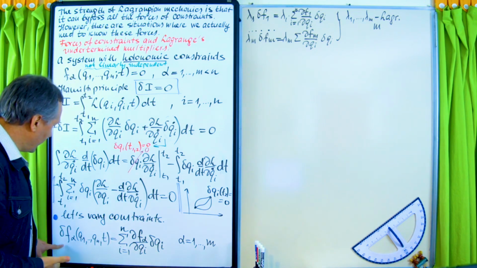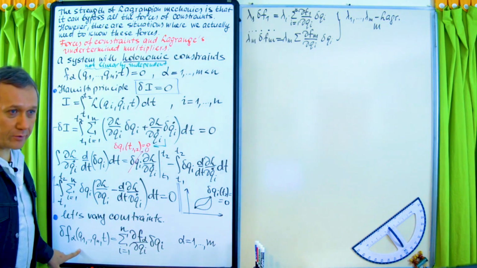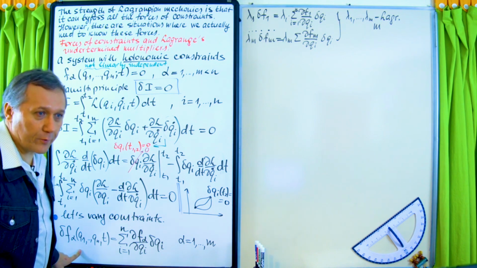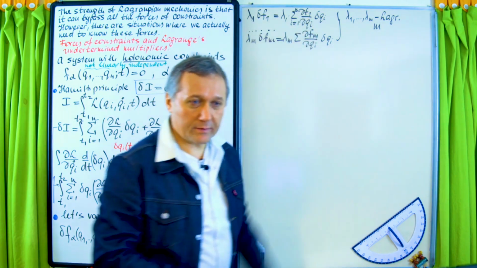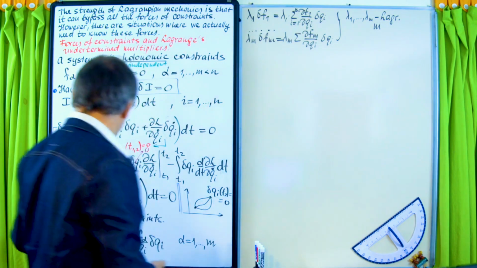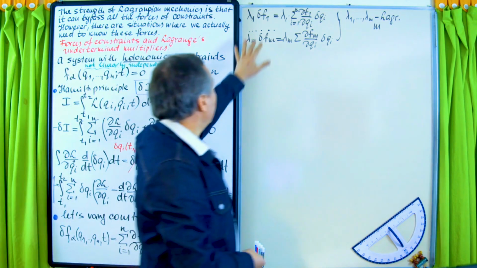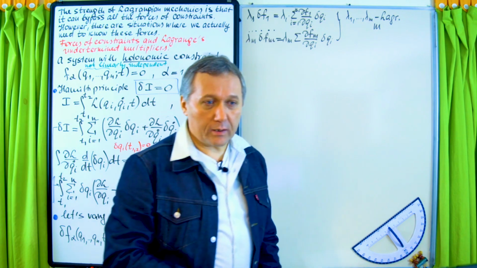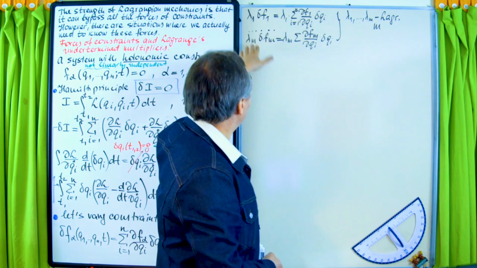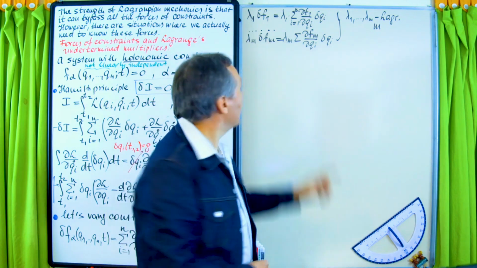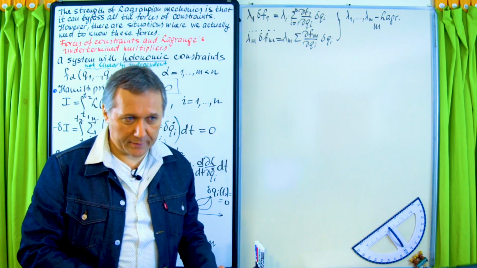So, for example, I will take lambda 1, the first multiplier, and multiply it by the first variation of the first equation of constraints. So lambda 1 delta f1, and you see it, I just use 1 instead of alpha. Then I will do exactly the same for the second equation, introducing lambda 2, and then all the way to lambda m. These multipliers we call Lagrange undetermined multipliers.